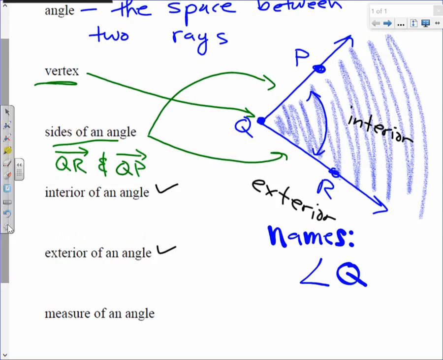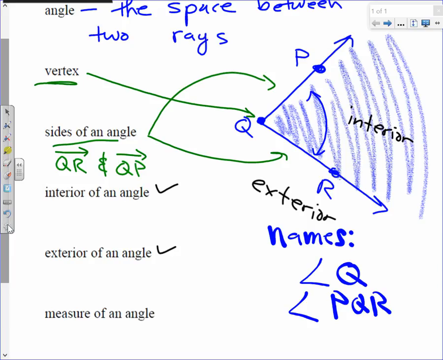Another way to name it is using the three-letter method. Choosing one point from this ray, then the middle letter will be the vertex, and then one point from this ray. So in other words, picking a point from each ray and then making sure the vertex is the middle letter. Look at the way I name it. I can call this angle PQR. Notice I'm using this angle symbol here. This is what we want to talk about it.